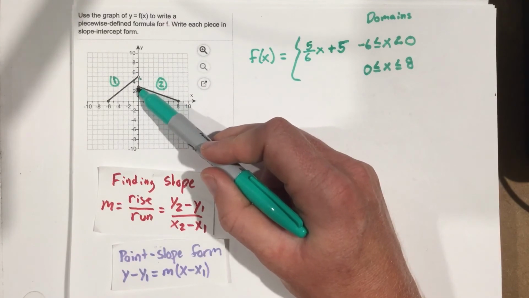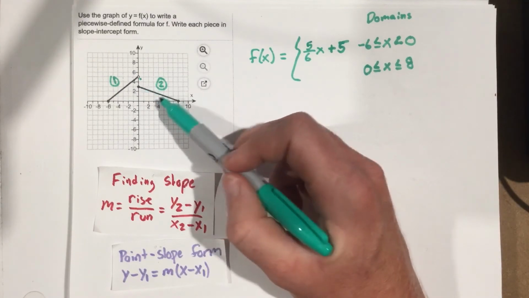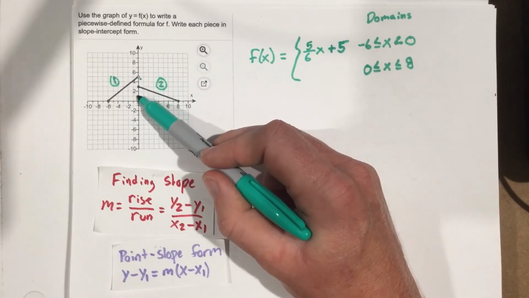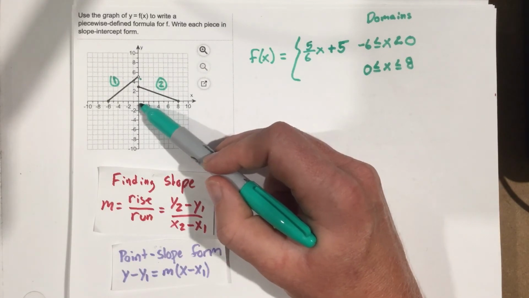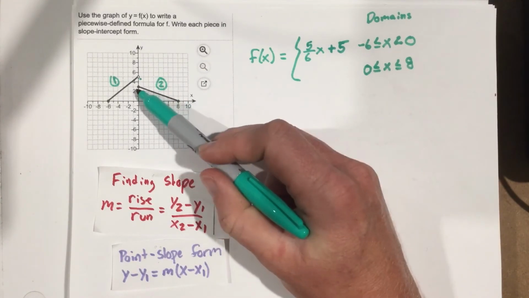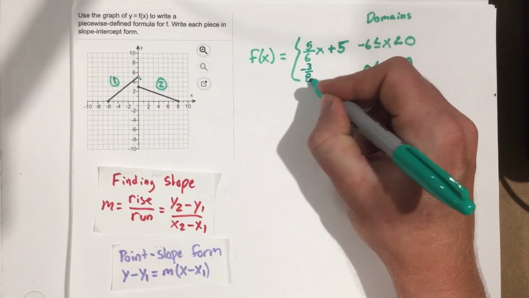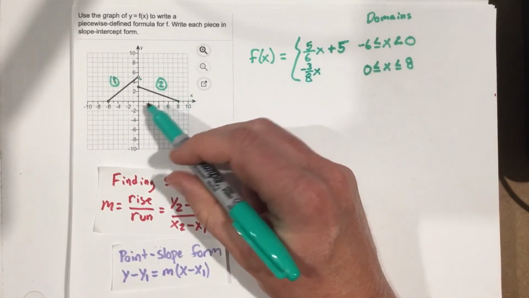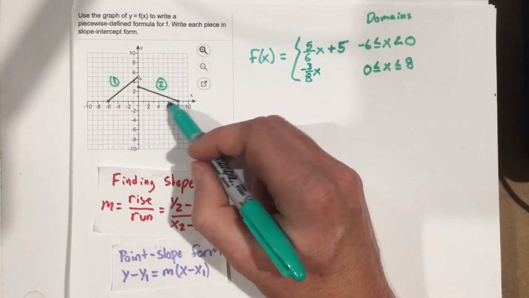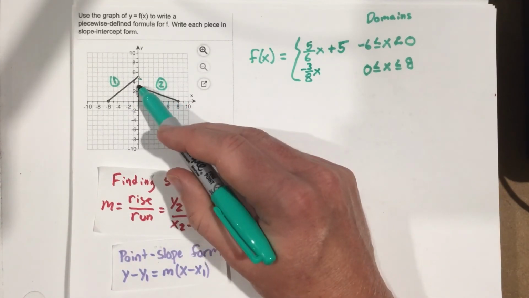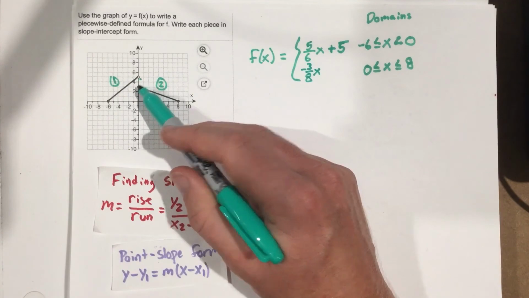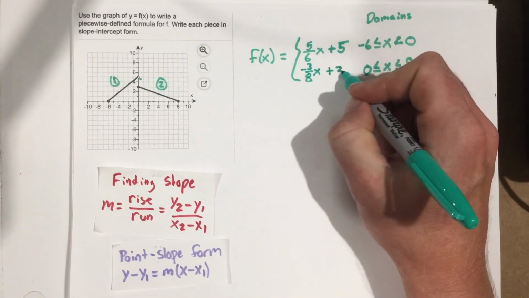For the second one, I'm going to start at the leftmost coordinate. And this time I have to go down. So I have to go 1, 2, 3 down. And then you can see over 8. So it's down 3, which is -3. So -3 over 8 x. And my y-intercept was 3. So I'm going to say plus 3.